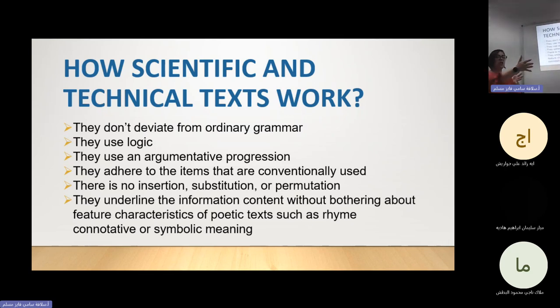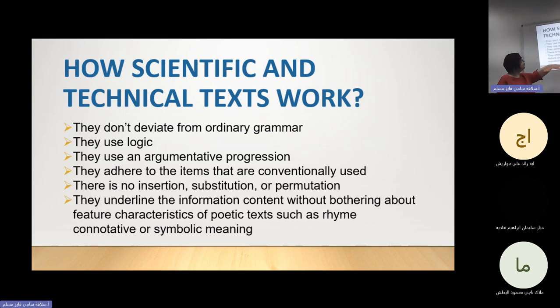يعني بما إنه it's straightforward, it doesn't deviate from ordinary language. It gives you what we use in scientific and technical terms that way. Okay? If it's not used, you don't use it. There is no insertion, substitution, or permutation. Okay? ما في لا تغيير، لا تعديل، لا حذف، لا إضافة، ولا شيء.